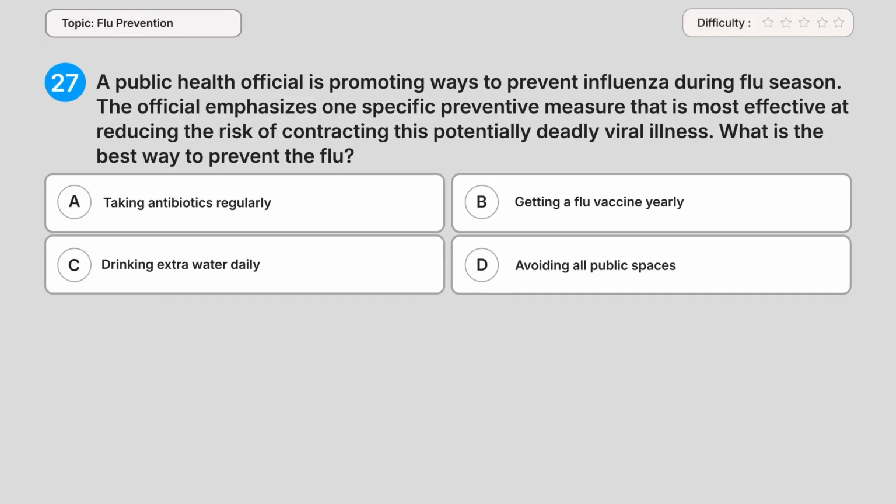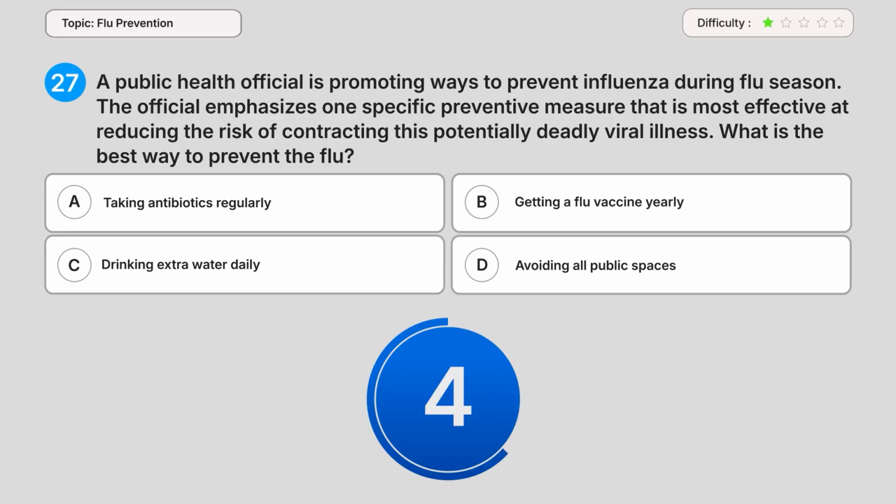27. A public health official is promoting ways to prevent influenza during flu season. The official emphasizes one specific preventive measure that is most effective at reducing the risk of contracting this potentially deadly viral illness. What is the best way to prevent the flu? A. Taking antibiotics regularly. B. Getting a flu vaccine yearly. C. Drinking extra water daily. D. Avoiding all public spaces. What do you think is the answer?